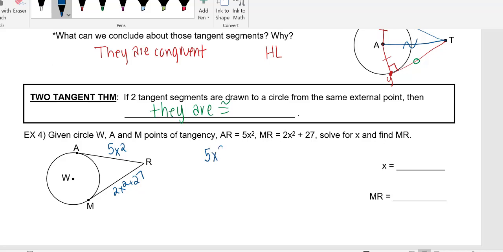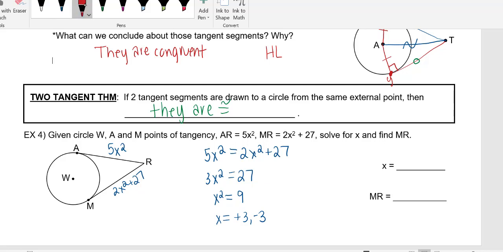So we have our 5x squared is equal to 2x squared plus 27. Then we solve. Subtract that 2x squared on both sides. Divide both sides by 3 to isolate our x squared, and then take the square root. We get two solutions, x being equal to positive 3 and also negative 3.